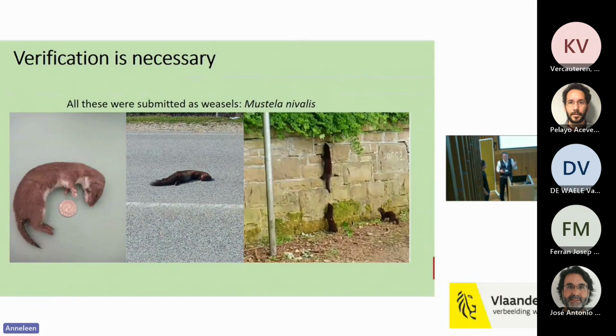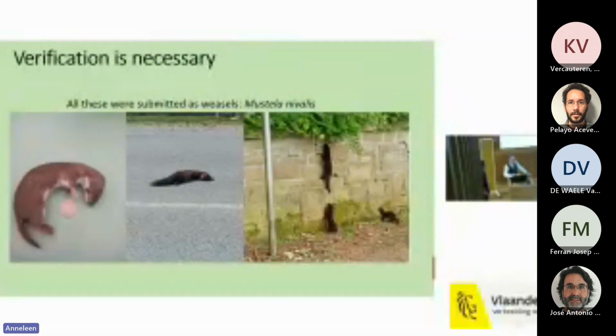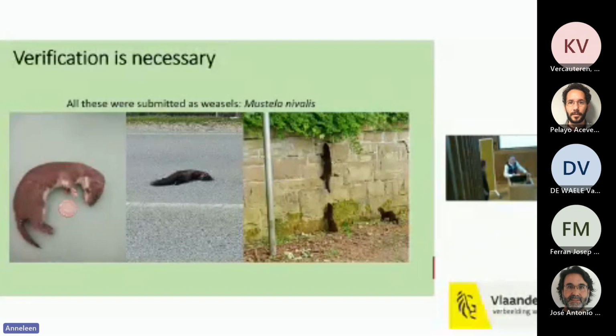The other thing that's important is verifying what species. These were all submitted as weasels on different platforms, not iMammalia. But the one on the right, those black animals are obviously not weasels, aren't they? Look at the size of them. So as biologists, we have to remember that members of the public can't really differentiate between species that we would find very easy. So it's one of the reasons why iMammalia doesn't go for really small mammals. No one's going to tell them apart unless you're a professional.